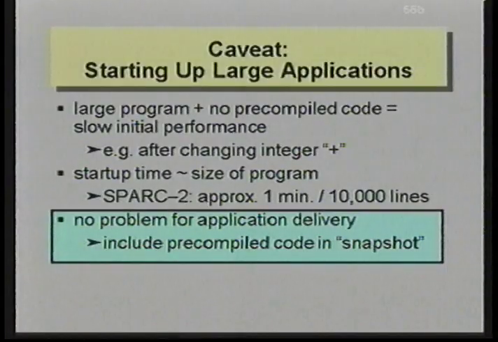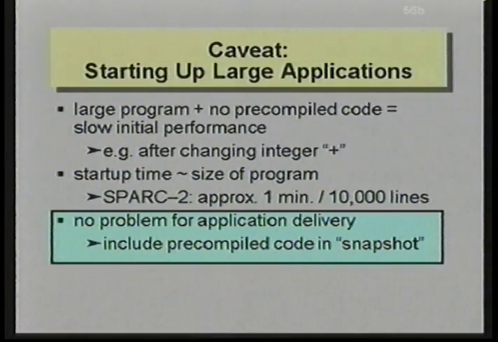Now, this is normally not a problem, because the only time you really have no code for a large application is when you made a change that invalidated large amounts of compiled code. So for example, if you go and change a very basic method, like integer plus, it's going to invalidate a large portion of your program, and you have to recompile. And that's when you see these pauses. But the good news is that when you deliver an application to your customer, you're not going to be bothered by such pauses, because you can include optimized code with your application. And so the user is never going to start from scratch with no precompiled code.